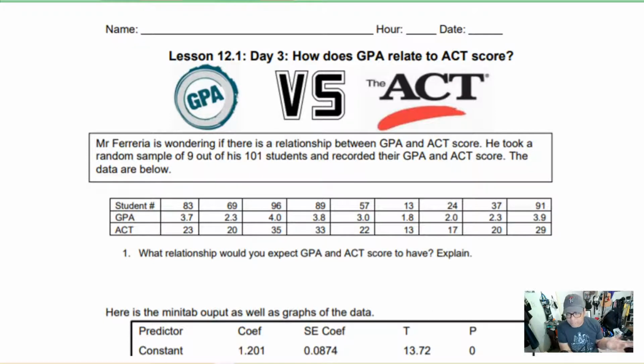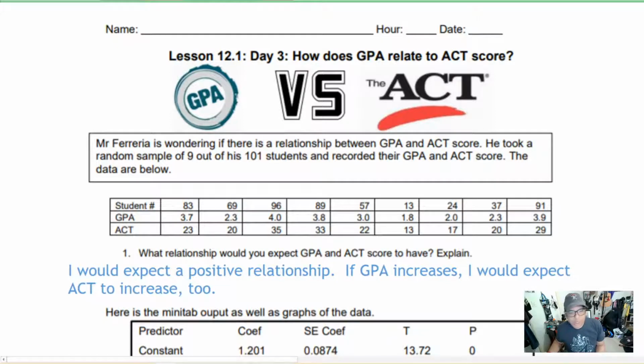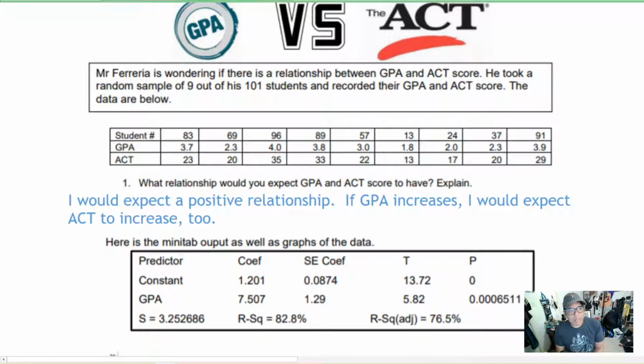So remember, this is a statistical relationship. So we have to try to use some of the vocabulary that is appropriate here for statistics. An appropriate response here would be something like, I would expect a positive relationship. As GPA increases, I would expect the ACT to increase as well. So remember, positive relationship here, that's purely a mathematical construct. Positive relationship means both quantities increase together.